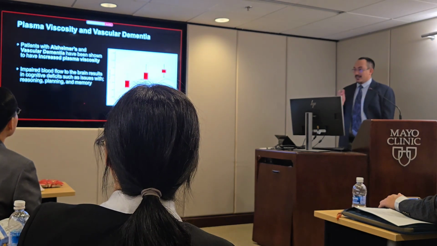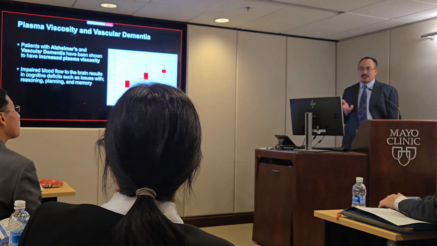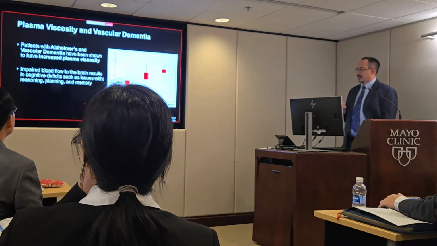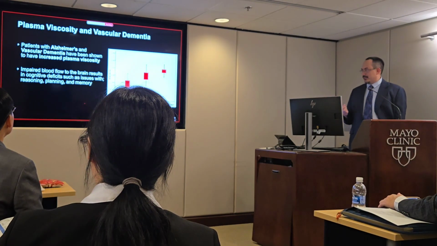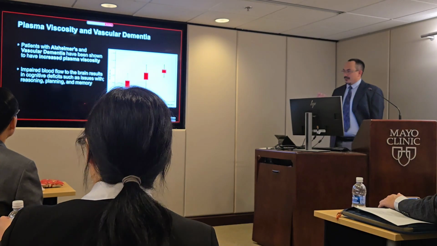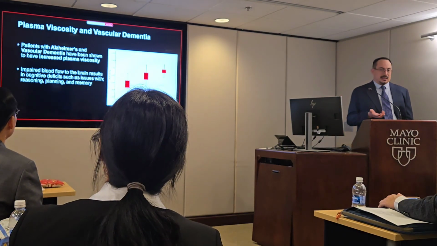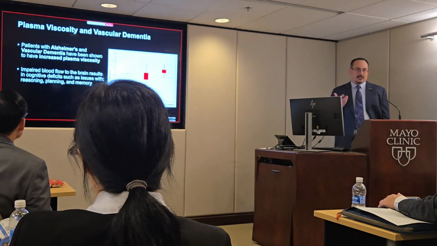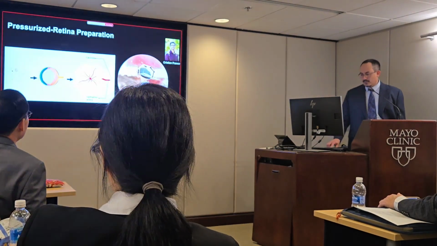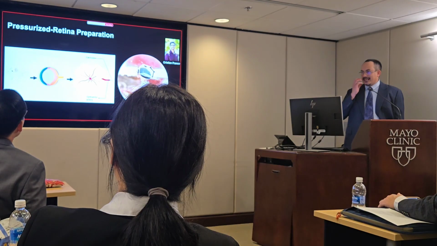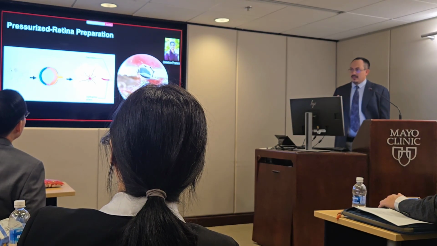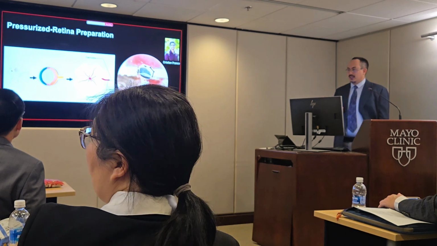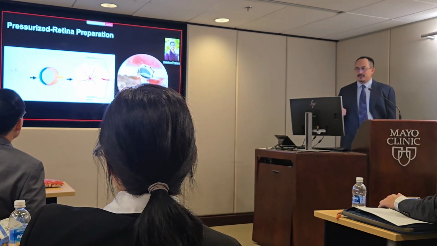And high plasma viscosity has been associated with a lot of neurodegenerative diseases or cognitive impairments. Patients with Alzheimer's disease or vascular dementia have showcased a higher blood viscosity. With aging, there is a correlation between aging and higher viscosity of blood. And so we wanted to look at how viscosity affects the ability of the vasculature to respond to increases in pressure and increases in flow.